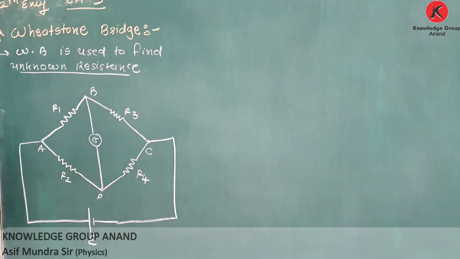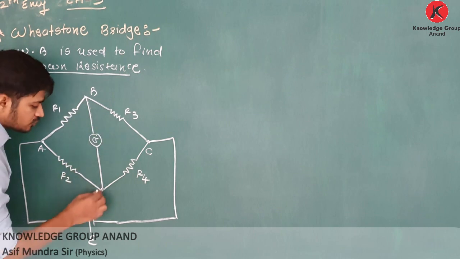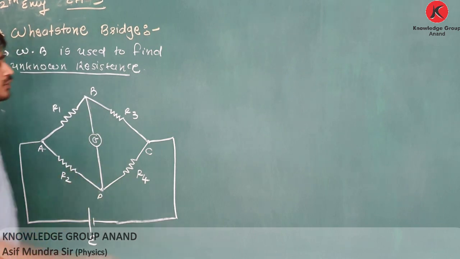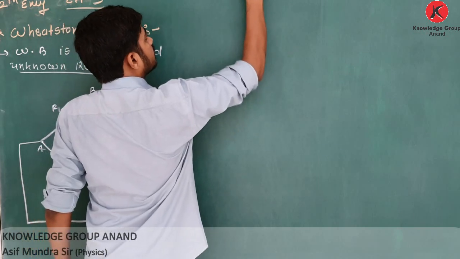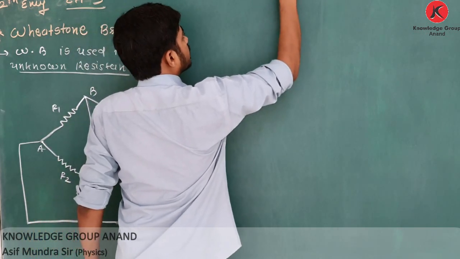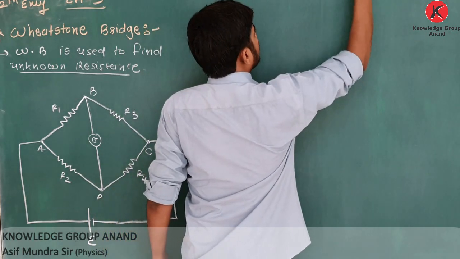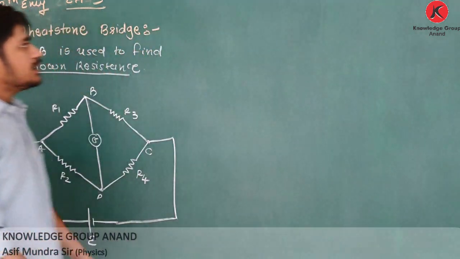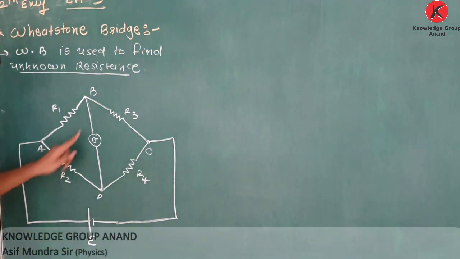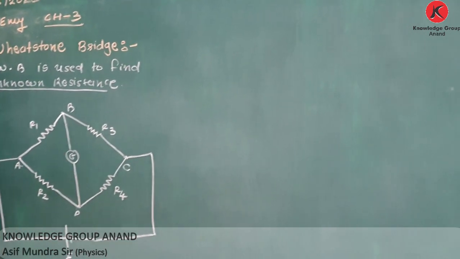This galvanometer measures the current flowing through this branch BD. It measures current. Now see, we have 4 resistors R1, R2, R3, and R4. They are connected with a cell of EMF like this. It is a Wheatstone Bridge.